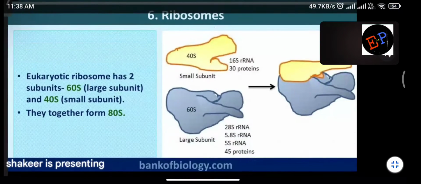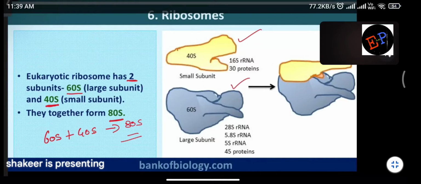So the eukaryotic ribosome has two subunits. The ribosomes which are present in eukaryotic cells, the cells which have a nucleus, are basically made up of two subunits. One is 60S and the other one is 40S. Together they form 80S. It means the 60S sized ribosome and the 40S sized ribosome both give rise to the 80S sized ribosome. So this is the 40S and this one is the 60S. Both of them combine together to form the 80S ribosome.